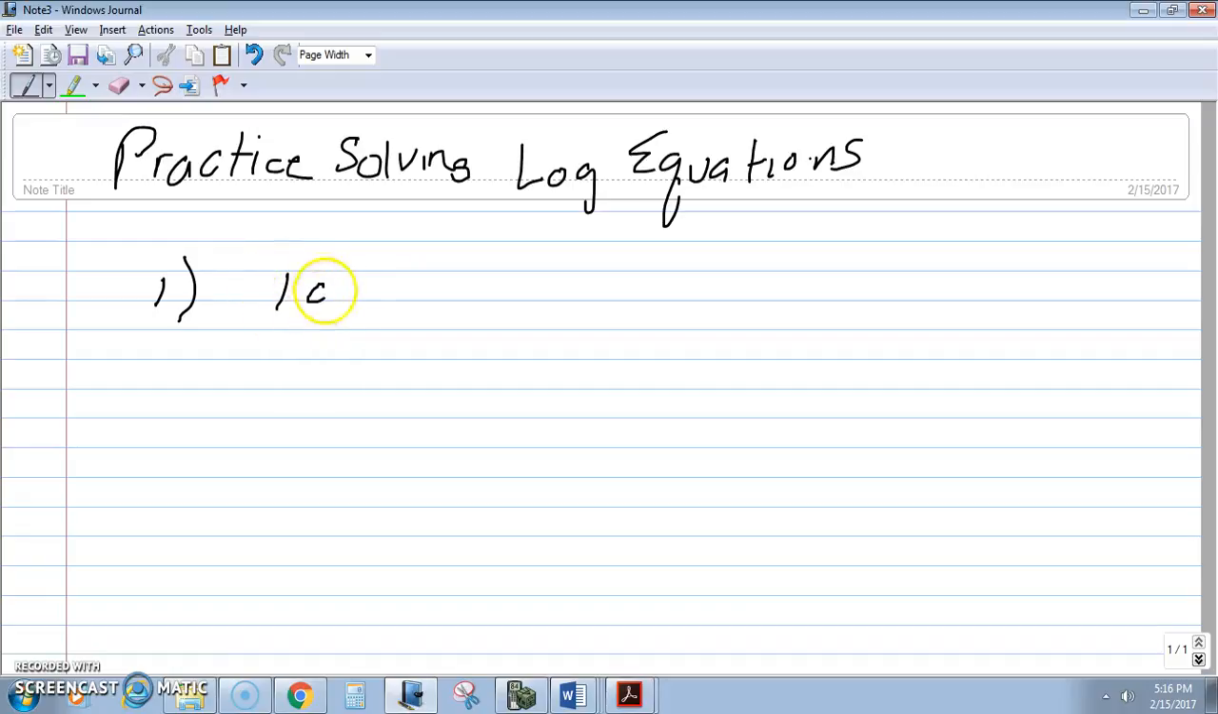The log of 5x equals the log of 2x plus 9. If you remember what I was saying, a log is just an exponent.